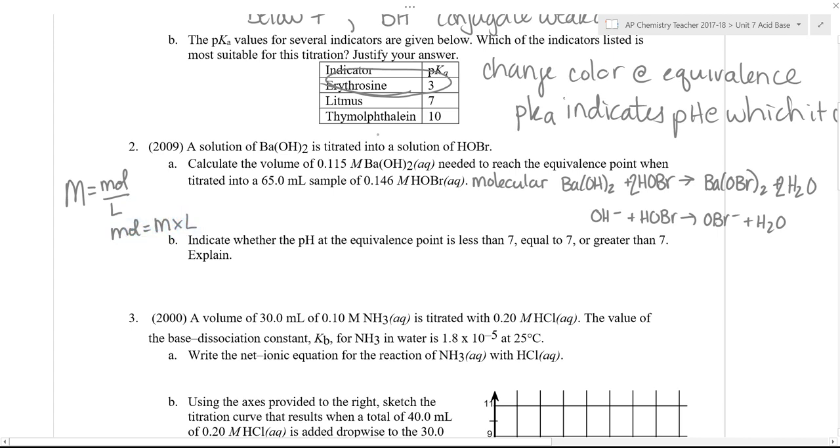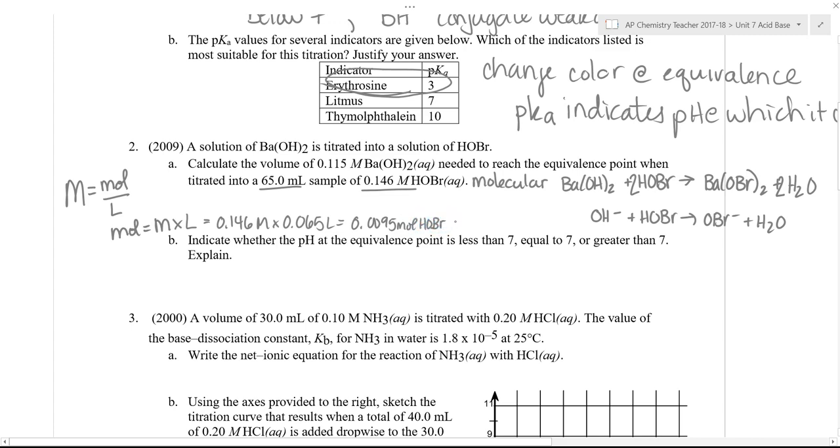So you want to say, what do I know? Which thing do I know the molarity and the volume of? In this case, it looks like HOBr is my given. So you can take your molarity of HOBr, which is 1.46, times the volume in liters, and that will give you your moles of HOBr, which ends up being 0.0095 moles of HOBr.